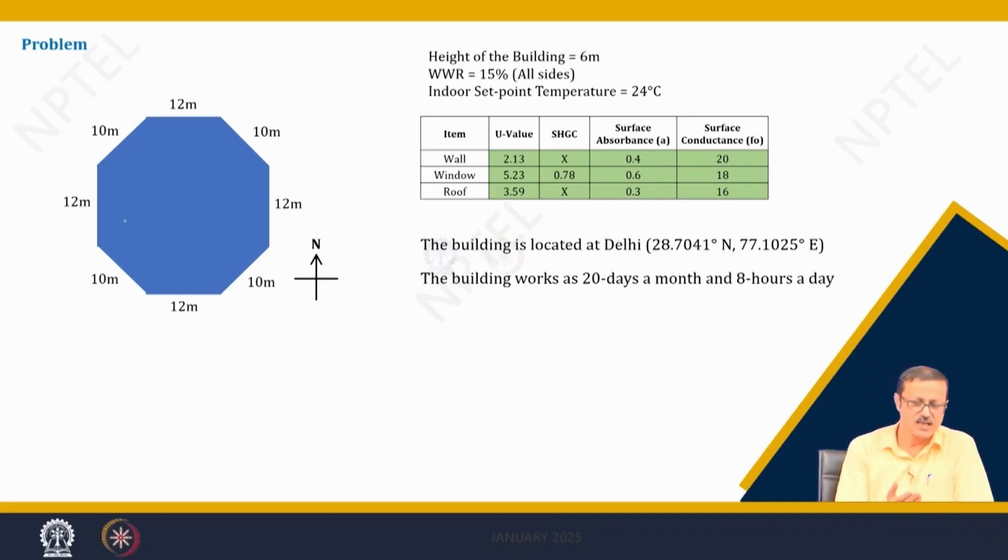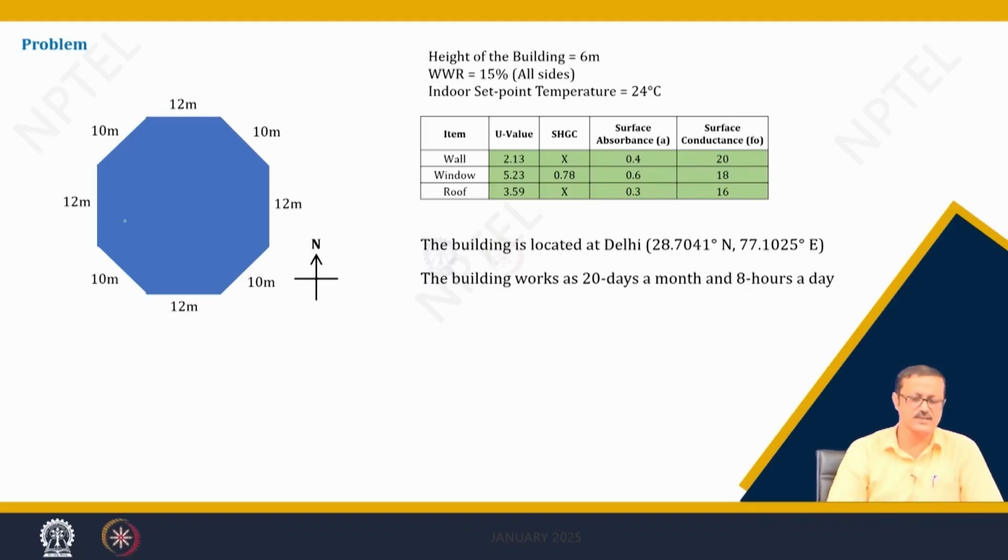So, here I have taken a hexagonal kind of space, with the same U value, SHGC, and surface absorption. The building height is 6 meters, and the north, east, west and south walls are 12 meters in length. So, those areas can be calculated. The northeast, southeast, southwest and northwest walls are 10 meters in length, because it is an octagonal shape. So, there are 8 directions, and those will also have changes in radiation, all of which will be taken care of. So, that is 10 meters of length.